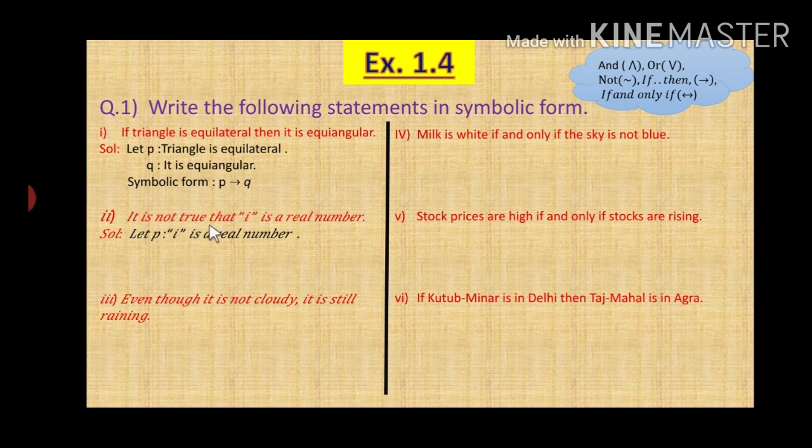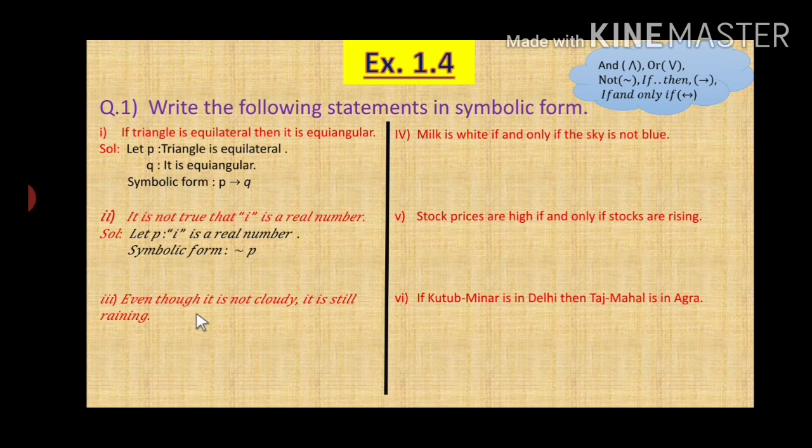Next one. It is not true that i is a real number. Now see, this is a little different type of question. Over here there is only one statement used. i is a real number. Correct? So we'll write it as let P be i is a real number. And this starting part of the statement, it is not true that, you know that this set of words are used for making the statement negative. That is, for negation we use these words. So the symbolic form of this given statement will be negation P. Remember this, it is negation P.